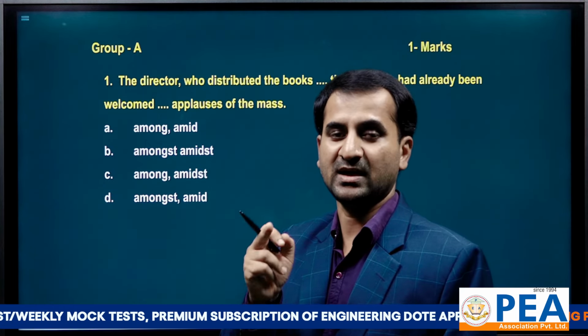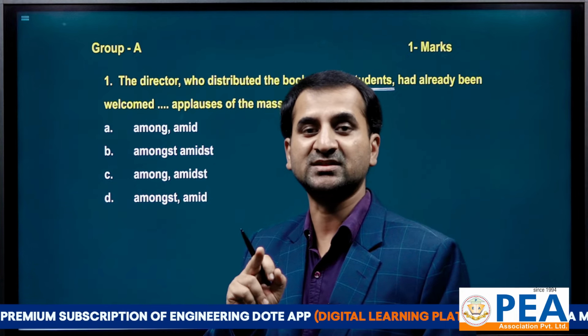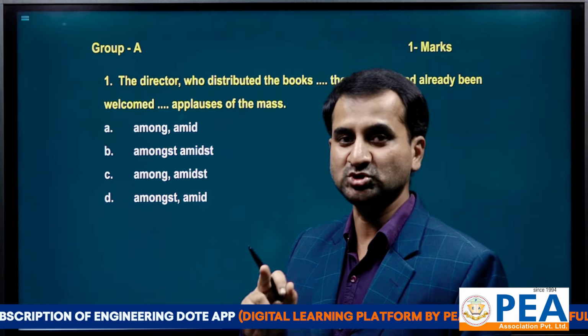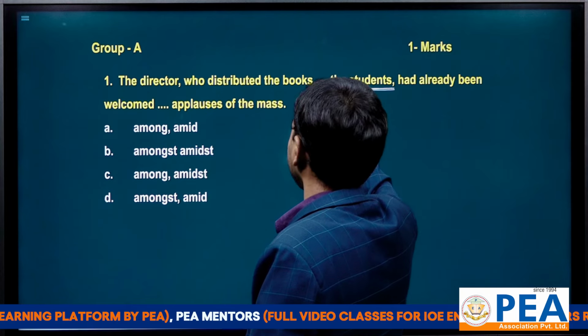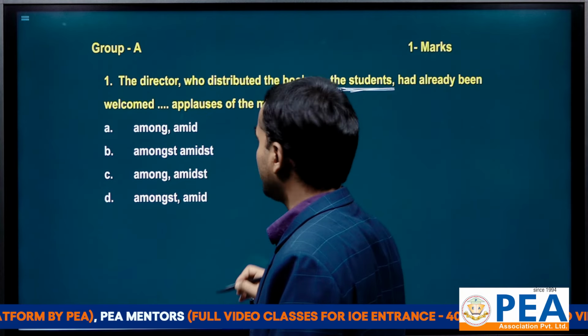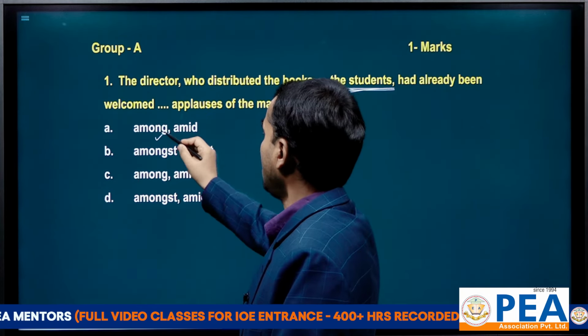As I have already told you in the class, among is used before a consonant sound and amongst is used before a vowel sound. And here we see the is used before students, and the begins with a consonant sound. For a consonant sound we use what? Among. So obviously these two become wrong.